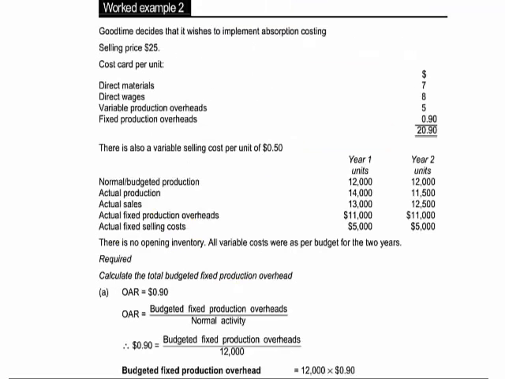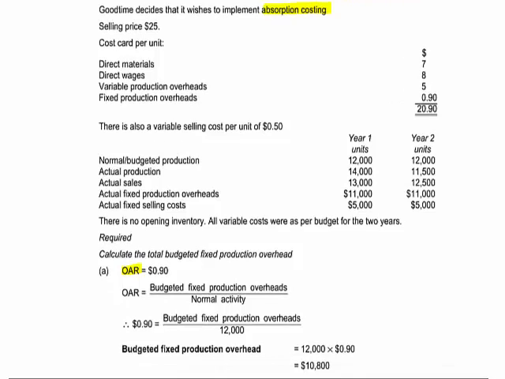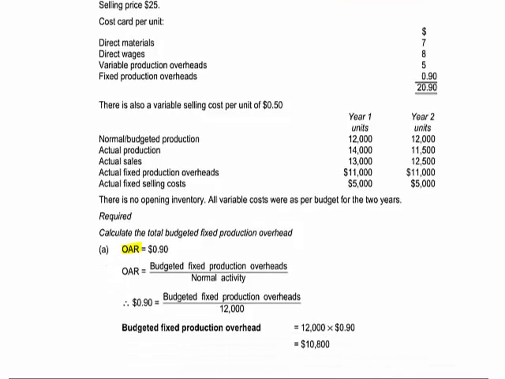Worked example 2 then uses the same information as lecture example 5 and is looking at Good Time again. We have the same scenario, but this time we're going to be using absorption costing to work out the net profit. The first step then in working out the profit under absorption costing is to work out an overhead absorption rate. And as Good Time is only producing one product, we can use as our overhead absorption rate activity the number of units being produced.